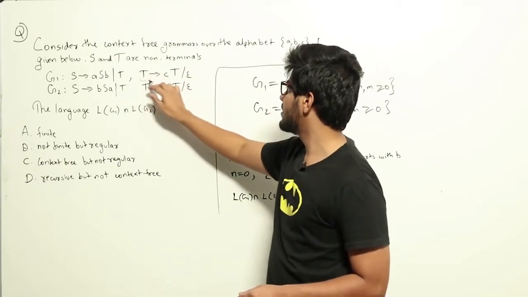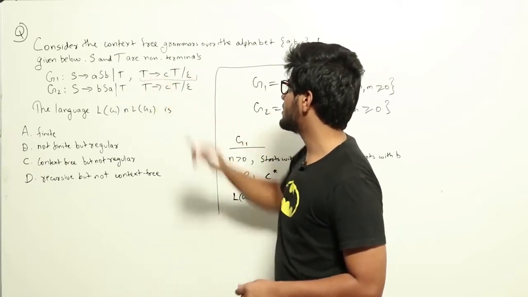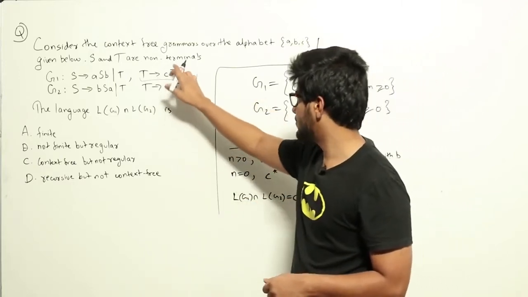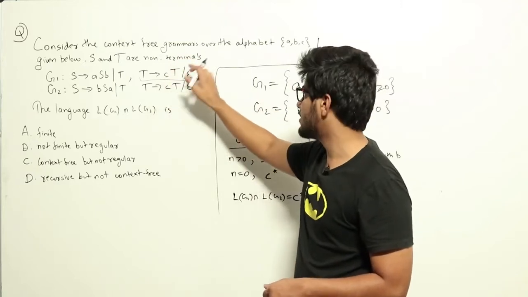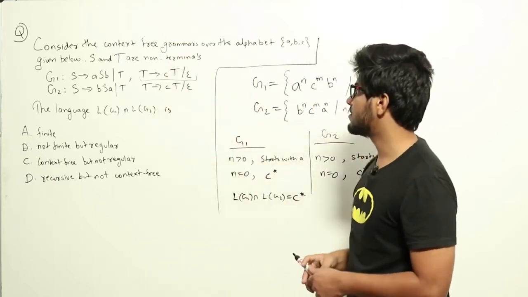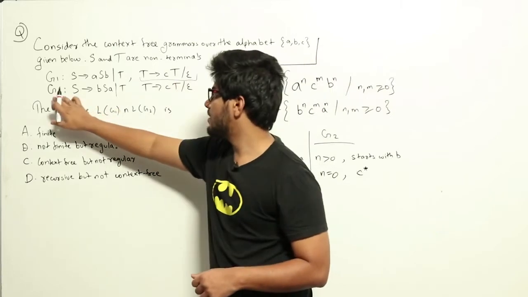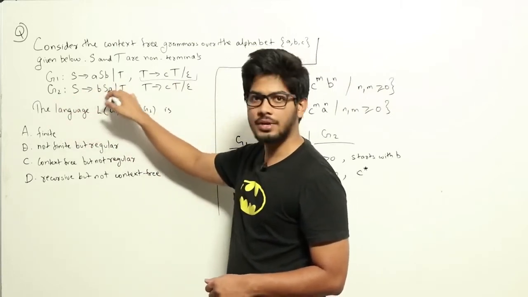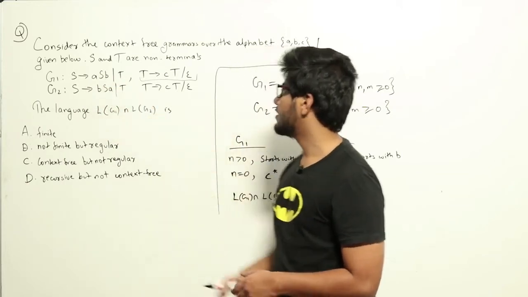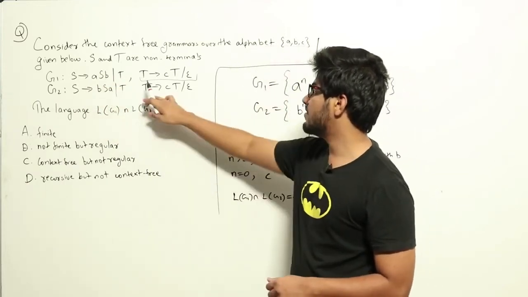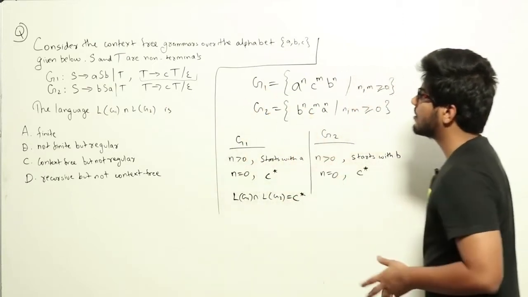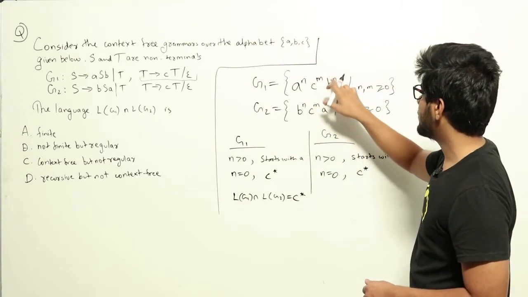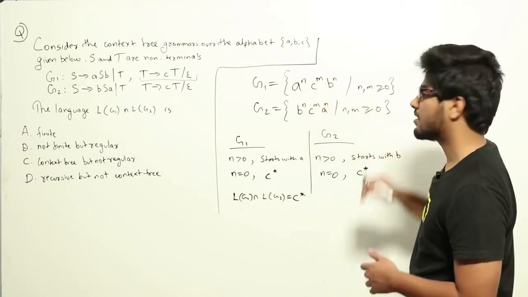So this part will be C star. T can be epsilon, T can be C and T, which can be again C and T, etc. So this is C star, 0 or more C's. Similarly, G2 is generating BSA. We will keep on generating BSA until we resolve S to T, and after that T will be C star only. So G1 will look like this: A raised to N, C raised to M, B raised to N, such that N, M greater than or equal to 0.